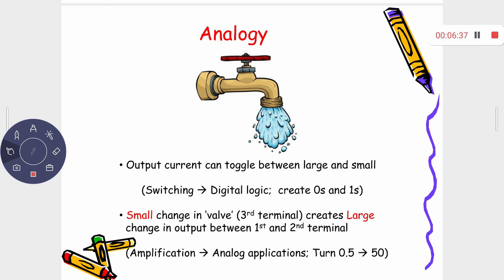So here, we have two such behaviors: one is the switching behavior, digital logic, either 0 or 1, and the second one is amplification behavior. And in this particular course, we will encounter this one. A small change in one terminal will create a large change in the other terminal.